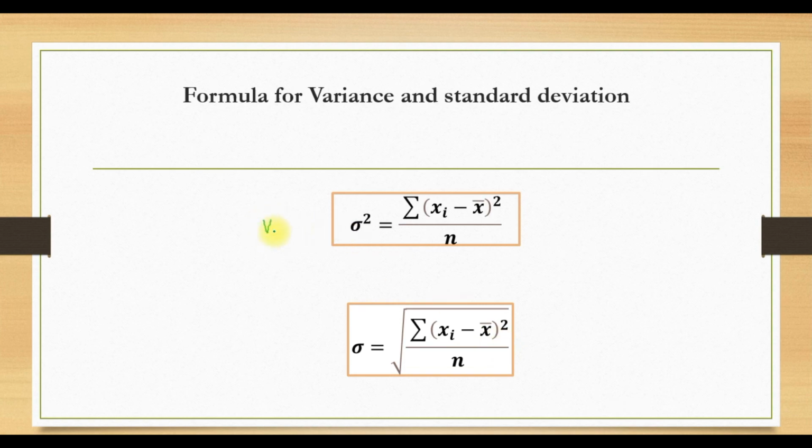Here we have the formula to calculate variance and standard deviation. The first one is variance, indicated by sigma square, and the next one is standard deviation, denoted by sigma. The formula is the same. xi denotes the data point, x bar denotes the mean, small n denotes the total number of observations, and this sign denotes summation.